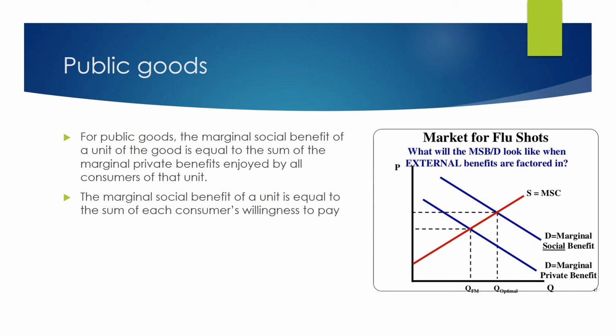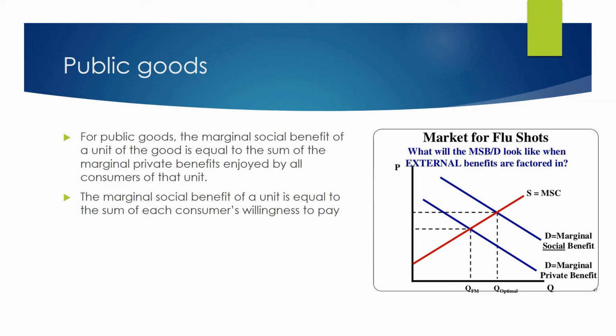All right, so with public goods, we're going to get back to the idea of marginal social benefit and marginal private benefit compared to marginal social cost. For public goods, the marginal social benefit of a unit of the good, and remember, that's for all of society when we say social, is equal to the sum of the marginal private benefits enjoyed by all consumers of that unit. So this is where we try to measure, well, what is your marginal private benefit from that fireworks show? And then what's mine? And what's person number 3 and person number 4? And we add up everybody's marginal private benefit, and that will give us our marginal social benefit curve, which is essentially our demand curve here.